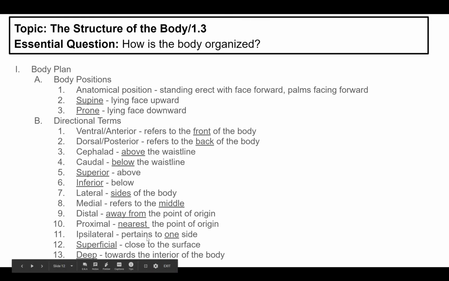Ipsilateral is just talking about one side. So if you're just saying something is on the right side, that it's ipsilateral. Superficial is close to the surface, and deep is towards the interior. I hope you noticed that, with the exception of ipsilateral, all these terms come in pairs. They're opposites: above, below, to the side, to the middle, away from, nearest to, close to the surface, towards the interior. So most things are going to be one of the two there.